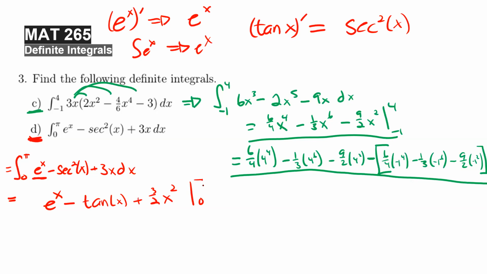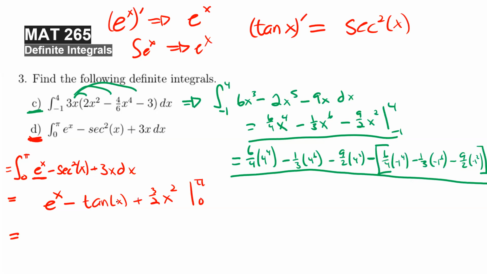And one more thing. I know I said listing individual ones is how we double check that our integral is correct. The same way, if you want to make sure the whole thing is the correct antiderivative, you would just take the derivative of e to the x minus tangent of x plus 3/2 x squared, and double check that it's the same as e to the x minus secant squared x plus 3x.